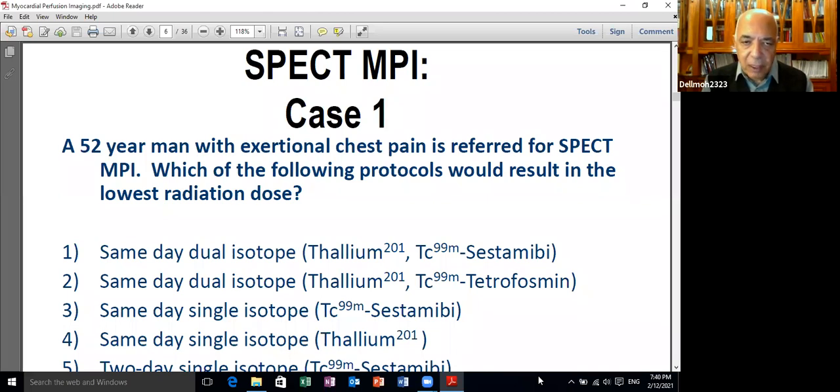Now, the answer for this question rests on the fact that the energy produced by thallium is 3 times as big as the energy produced by technetium. Technetium 99m means metastable because technetium exists in 3 phases. The high energy technetium is the metastable. The intermediate energy technetium is unstable. And then the lowest energy technetium is stable.